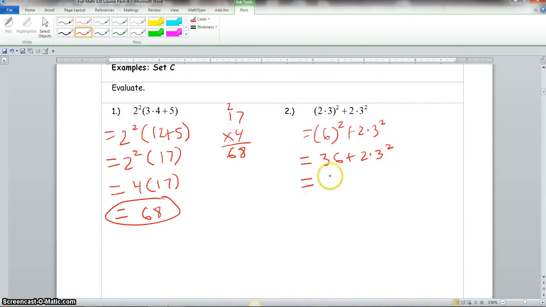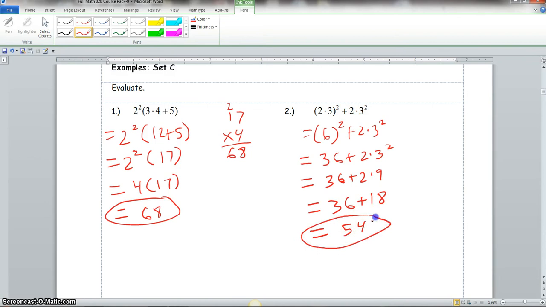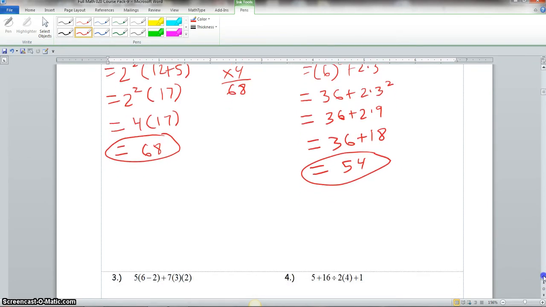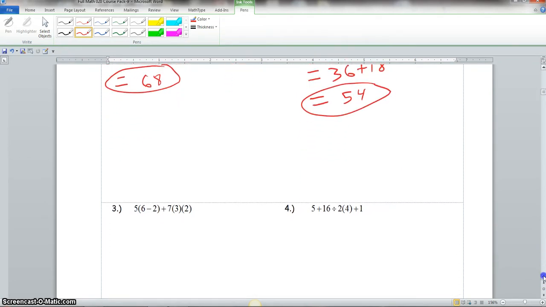So now we do this exponent here. We have 36 plus 2 times 9. Now we have addition and multiplication. We know we would do multiplication first. So it'll be 36 plus 2 times 9 is 18. And 36 plus 18 is 54. Now we scroll down here to problem number 3.